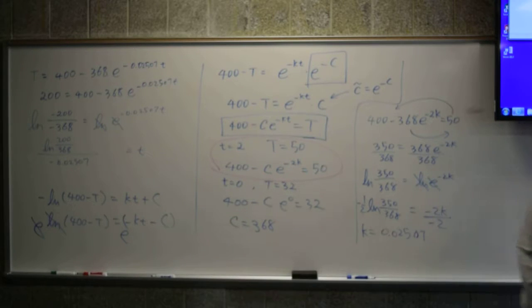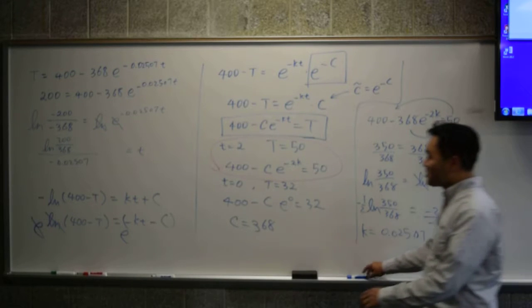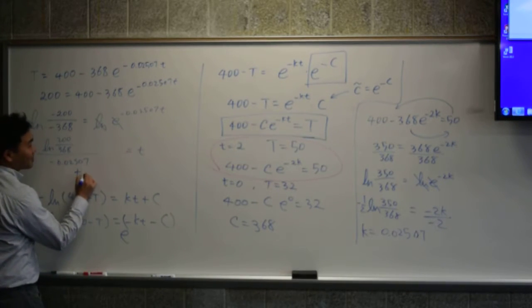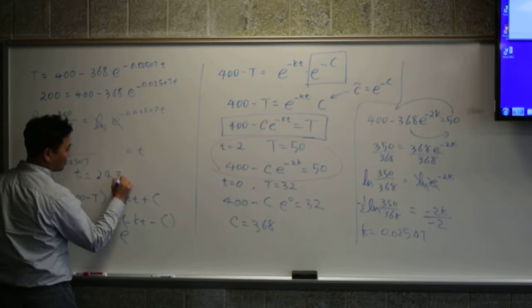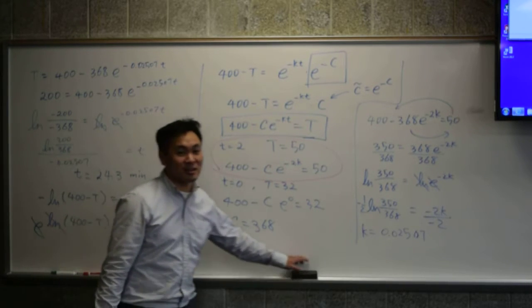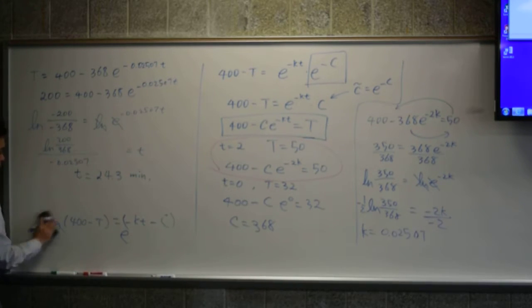Let's see if the numbers I started with were reasonable. Usually pizza takes about 20 or 25 minutes to cook. Hopefully it's reasonable. Let's see: ln of 200 divided by 368, divided by negative 0.02507, and it's about 20. Wow, I'm good. So you have t equals 24.3 minutes. And the pizza is ready. So that's it.